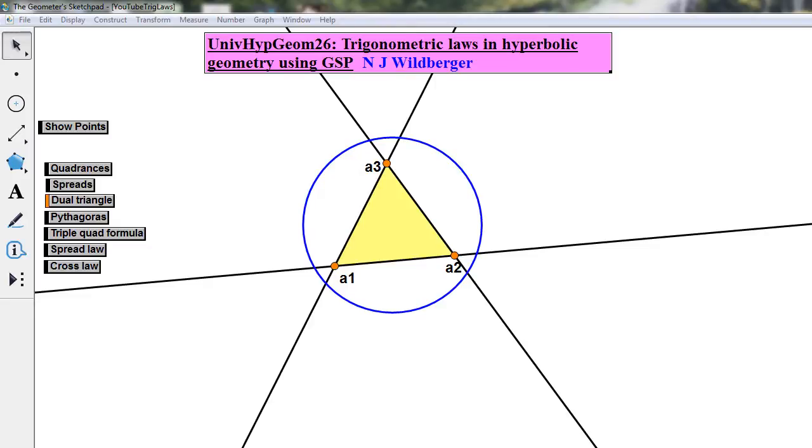Hi, I'm Norman Wildberger. Today we're going to be looking at the trigonometric laws in hyperbolic geometry using Geometer's Sketchpad. This is the 26th lecture in this course in Universal Hyperbolic Geometry, and we've entered the second part of the course where we're mostly interested in metrical notions and the laws of trigonometry.